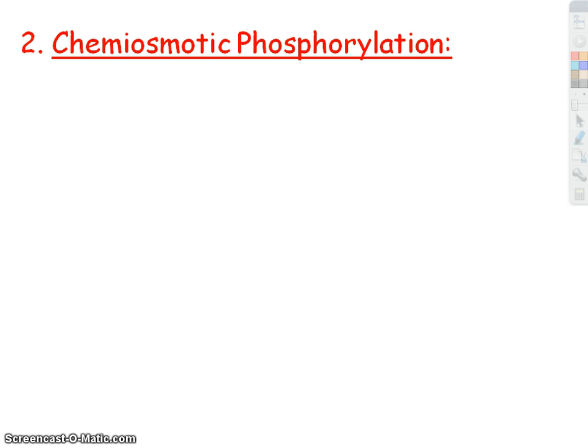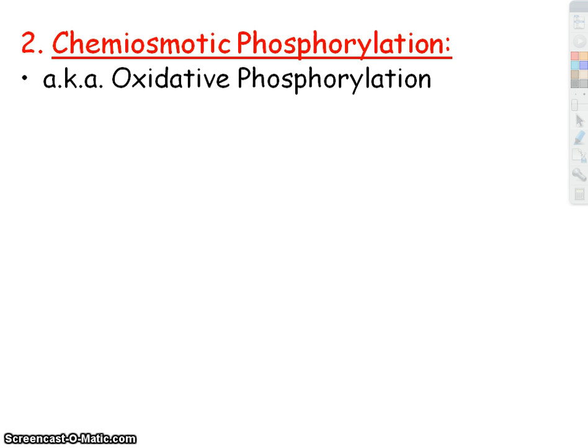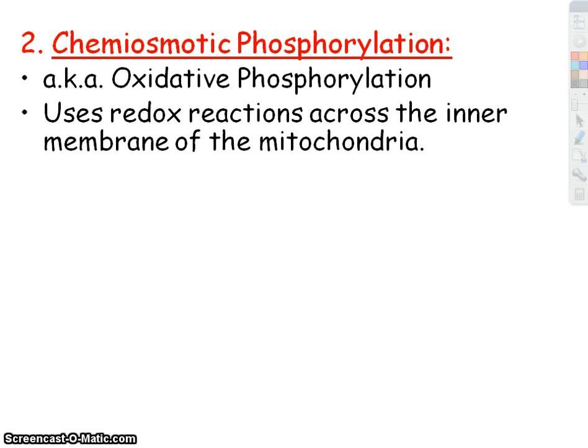All right, the other way of making ATP is called chemiosmotic phosphorylation. Chemiosmotic, what does that have to do with? Osmosis, which was what? The diffusion of water. Chemiosmotic phosphorylation has to do with movement across a membrane. It goes back to our chapter on transport. It's also called oxidative phosphorylation, not because it uses oxygen. Although oxygen is involved at the end, the name has to do with the fact that it uses redox reactions, which we talked about at the beginning of class. So oxidative or chemiosmotic phosphorylation uses redox reactions.